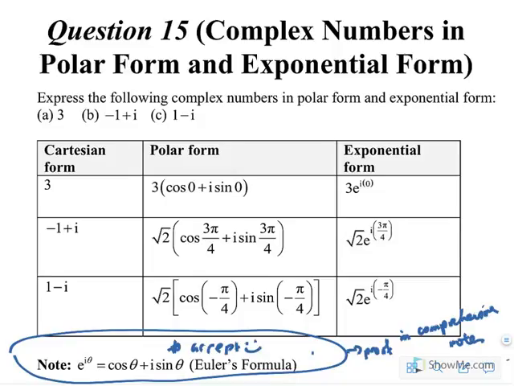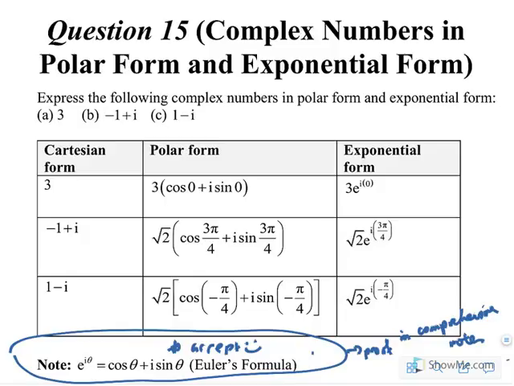So this is Euler's formula. Euler's formula tells you e to the power of i theta is equal to cosine theta plus i sine theta. I say again, the proof is in your comprehensive notes, so go and read it up.